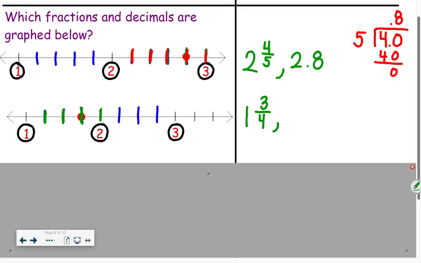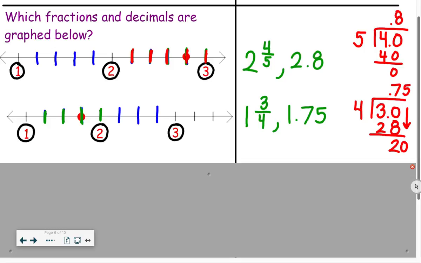Now some of you may know what 3/4 is as a decimal, but if you don't, we'll still do the long division. So the 3 goes underneath the division bar. 4 is on the outside. 4 cannot go into 3, so I'll add a 0. 4 can go into 30 7 times. 4 times 7 is 28. So then that's 2. Bring down a 0. 4 can go into 20 5 times, and then bring my decimal up. So 1.75 is my decimal for that one.